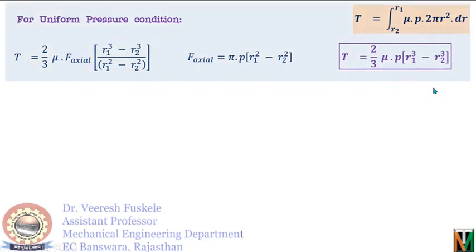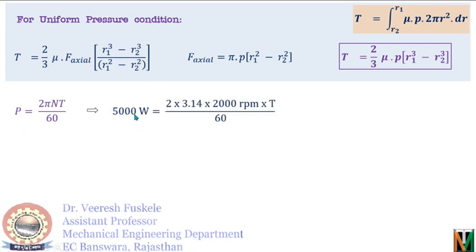Having known R1, P, mu, we need to find out R2. To find out R2 we need to know T. How can we find T? We are given power. So from power we can determine as follows. We know that power is equal to 2 pi N T by 60. So from here we can put the values of various parameters and get the value of T as follows. Power is 5000 watt, or it is 5 kilowatt, and 2 pi is 3.14 into N, which is nothing but 2000 rpm, T divided by 60. This will give us T as 23.88 Newton meter.